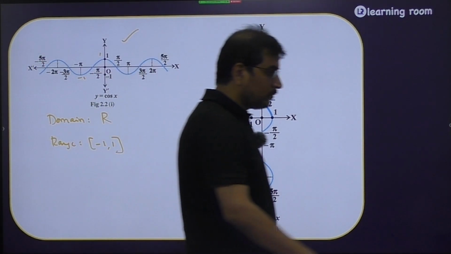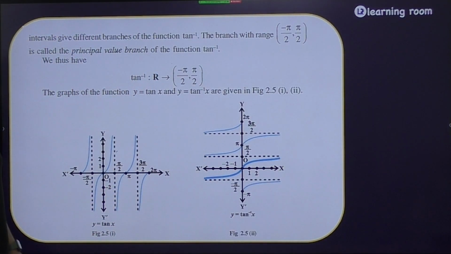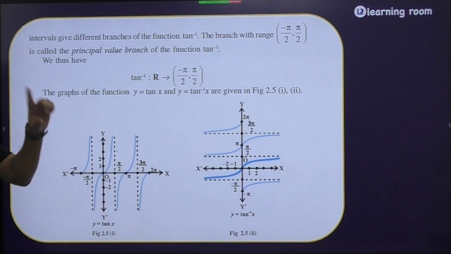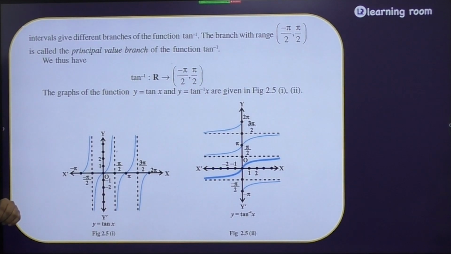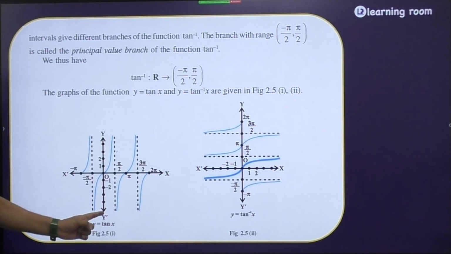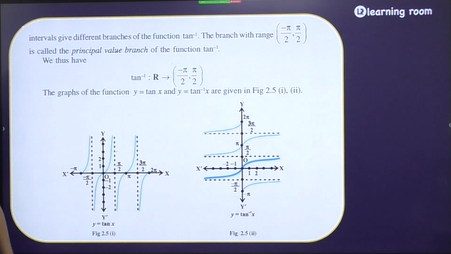Right. So this is the graph for tan x. How does the graph look for tan x? If you see the previous two graphs, they were continuous. There was no break. Whereas here, what is happening? There is a break at which point?